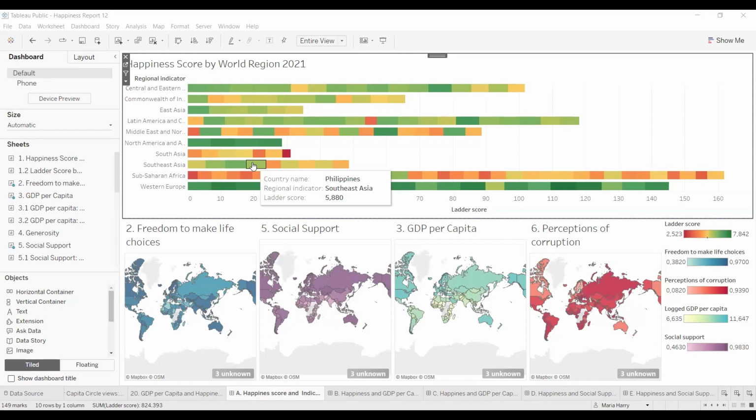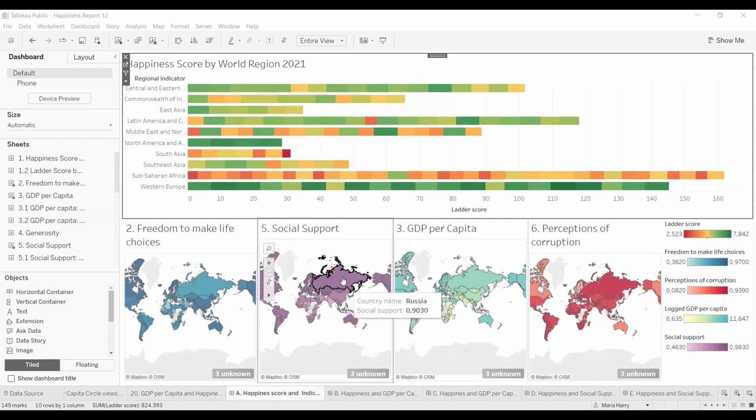In this dashboard, we also have four heat maps, which are the factors that are related to happiness. The first one is freedom to make life choices. The other one is social support. We also have GDP per capita and perceptions of corruption. In this case, the magnitude of the individual values related to those factors is represented in the variation of the color. Let's dive, for example, into social support. So we're going to our next dashboard.